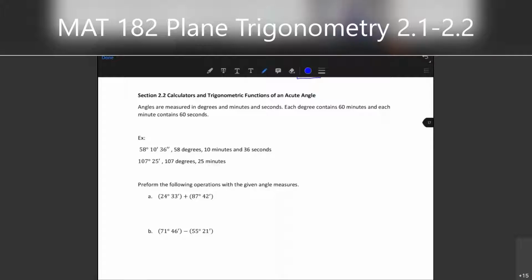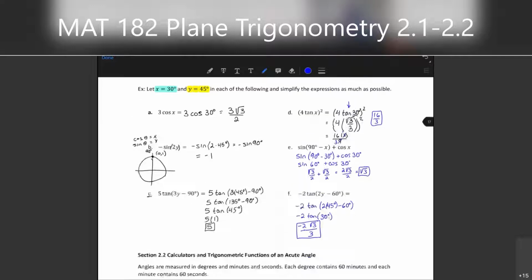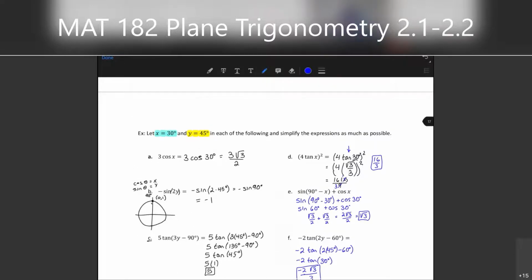Excuse me, Mr. Coughlin, I have a question if you don't mind. Sure, yeah, go ahead. For the problem we just did on B, how did you get a 1 from sine 90?